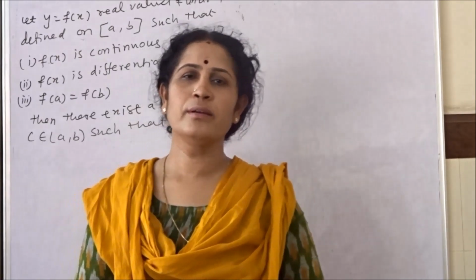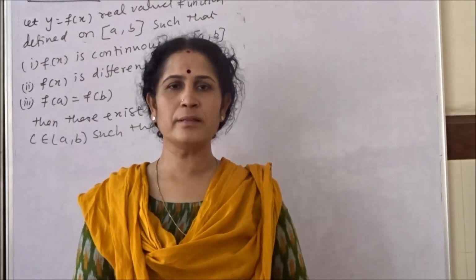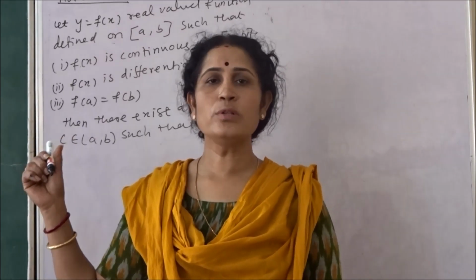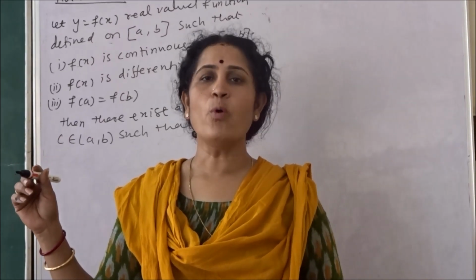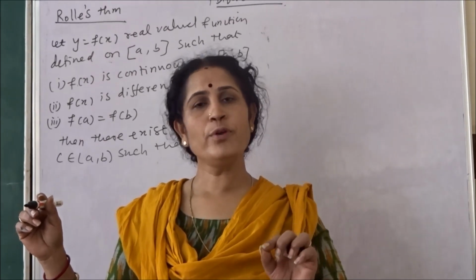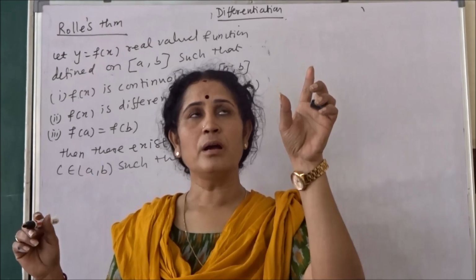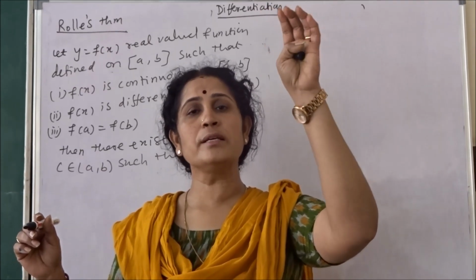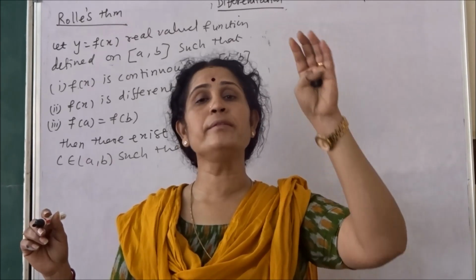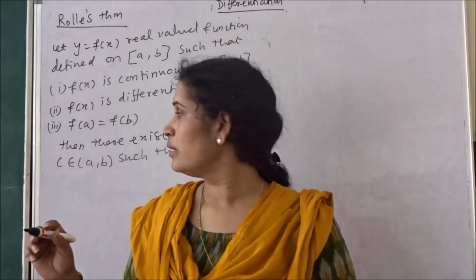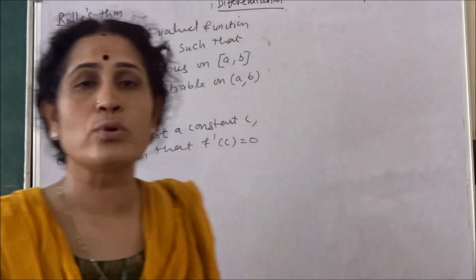Hello everyone. Now the remaining two topics are Rolle's theorem and LMV theorem. Rolle is a mathematician's name. What Rolle is saying is, if you throw any particle up, at the maximum height the velocity is 0. That is what we are finding here. Now see what Rolle's theorem is.